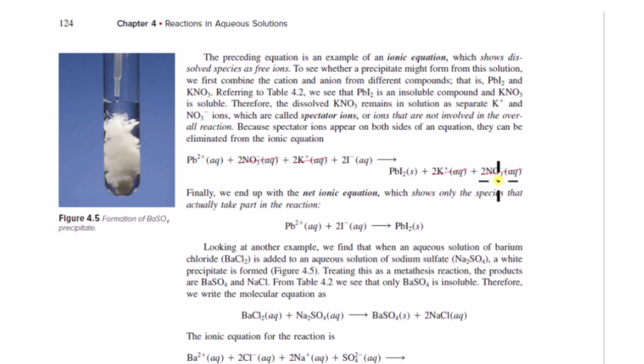Okay, so you can see the difference between the ionic and the net ionic equation. It's not that the ionic equation isn't valuable, because it's giving you the full picture, right? It's giving you the full environment. It's giving you all the actual substances that were involved.